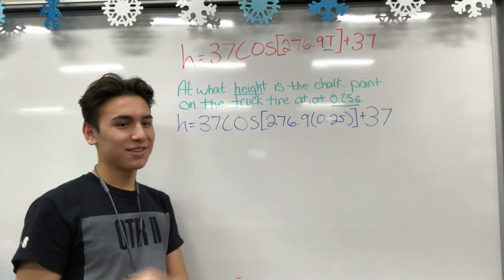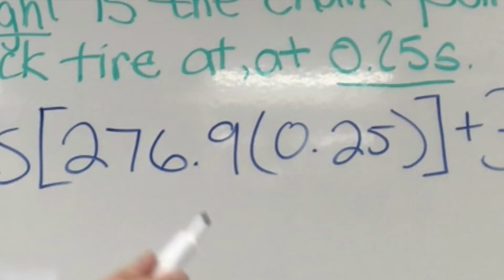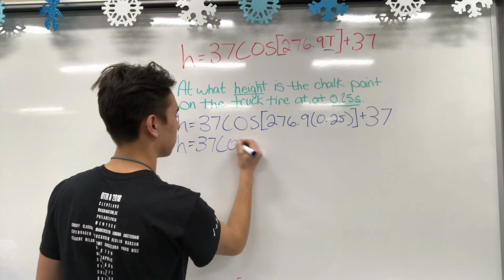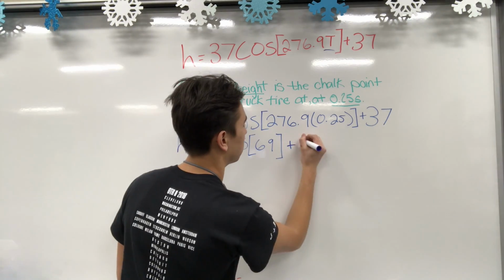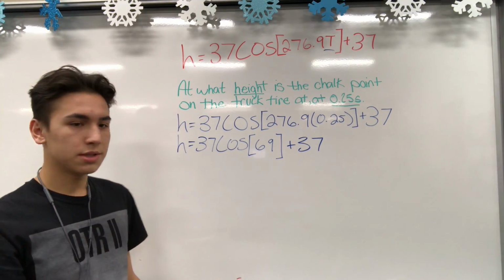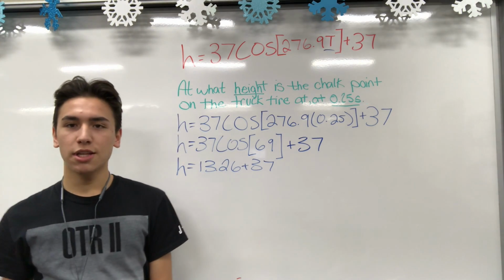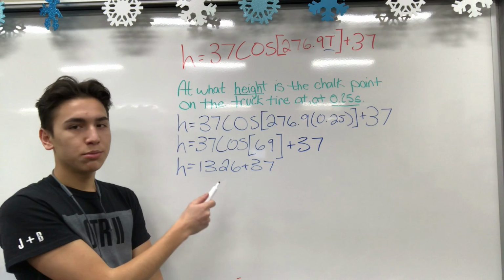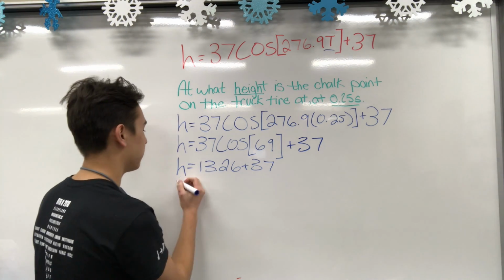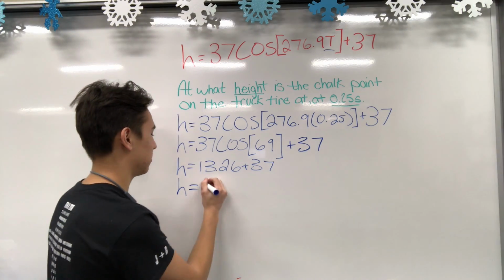Then we solve. So firstly, 276.9 times 0.25 is 69. And 37 cos of 69 is 13.26. And finally, our height is equal to 13.26 plus 37, which equals 50.26 centimeters.